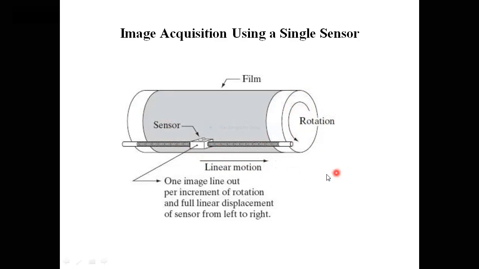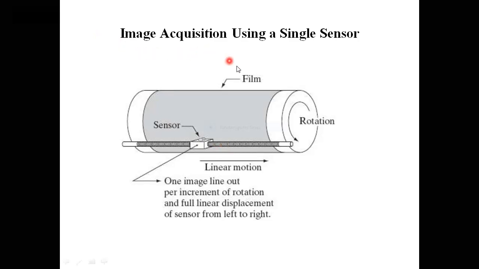The single sensor is mounted on a lead screw that provides motion in the perpendicular direction. Why the perpendicular direction? Because mechanical motion can be controlled with high precision. Among other mechanical arrangements, flatbed types are used, with the sensor moving in two linear directions.